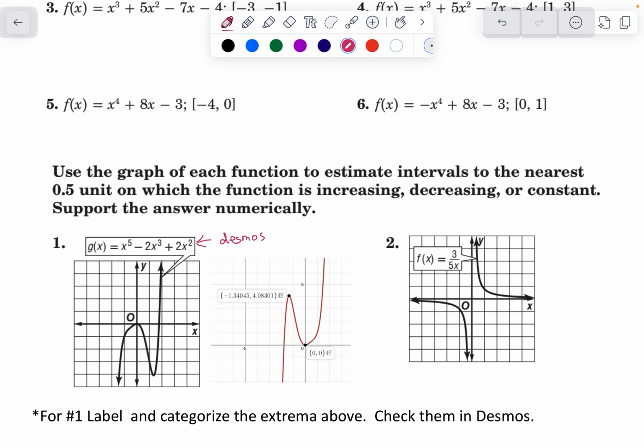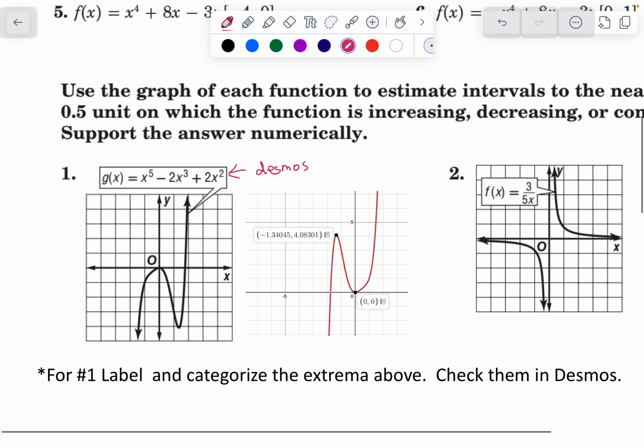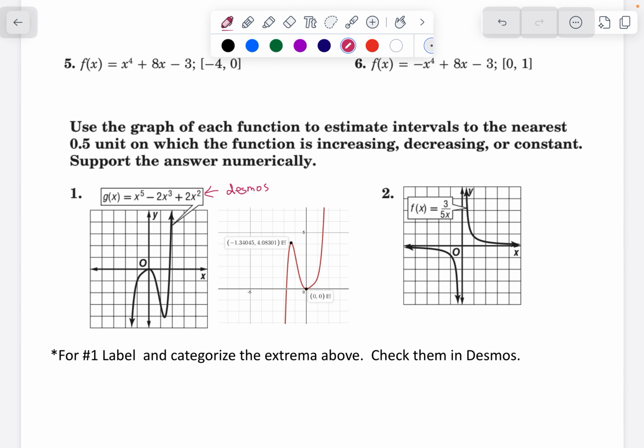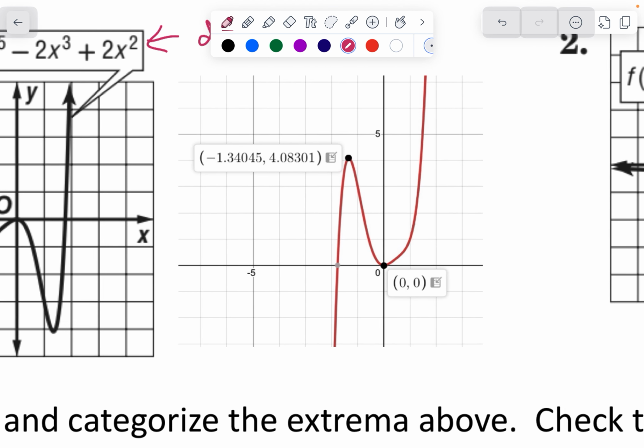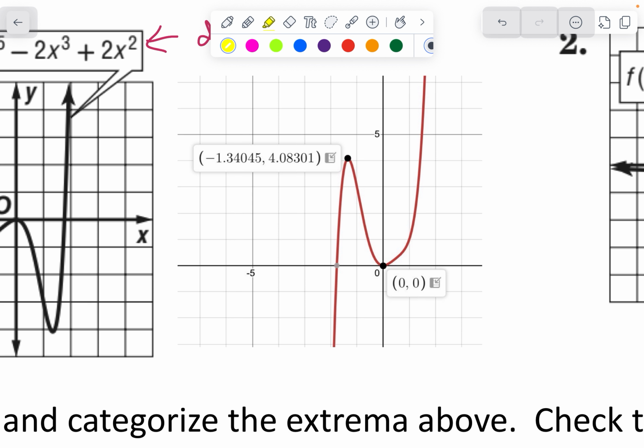Now we're going to do the question. Either you have that rough sketch on your paper, or if you're writing digitally, you can insert it just like I did. So we want increasing, decreasing, constant, and we don't really have to support it numerically. Desmos is going to do that for us, and we're going to categorize the extrema. I'm going to color my graph green when it's going uphill from left to right, and red when it's going downhill from left to right.